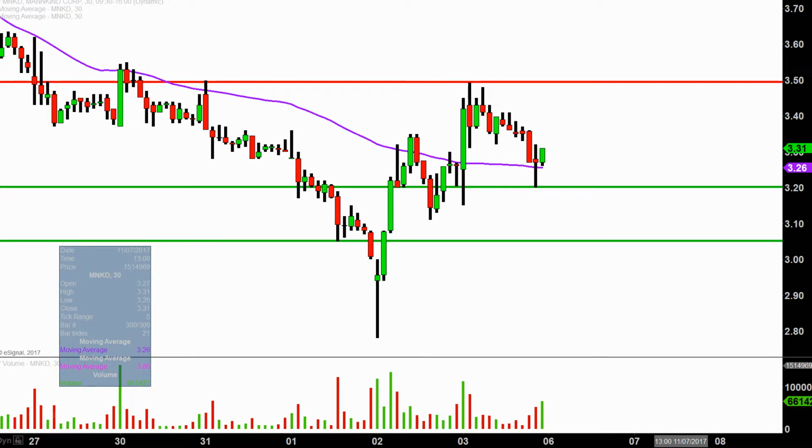All in all, though, as long as the price keeps on building higher bases, that's the name of the game. So let's see if the bulls can continue building upon this momentum or not.